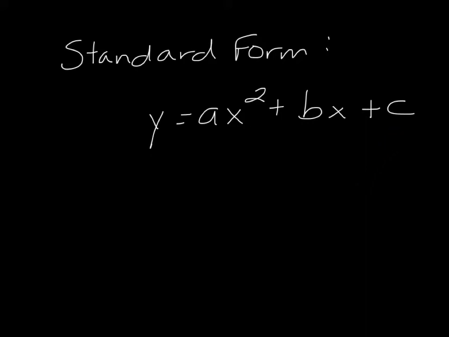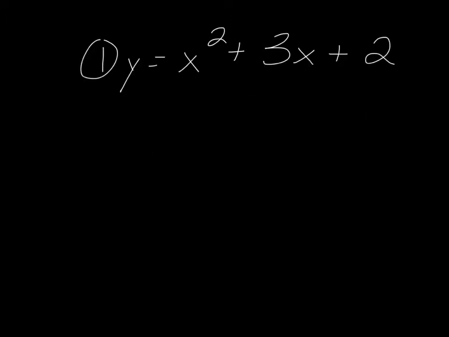So, for example, if we look at number 1 here, you can see that the a value is 1, there's just 1x squared, the b is 3, and the c is 2. This 2 here is our y-intercept. So our y-intercept is going to be the coordinate (0, 2).